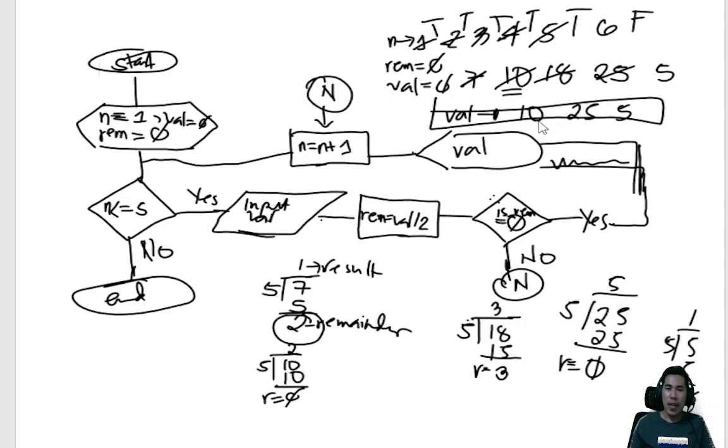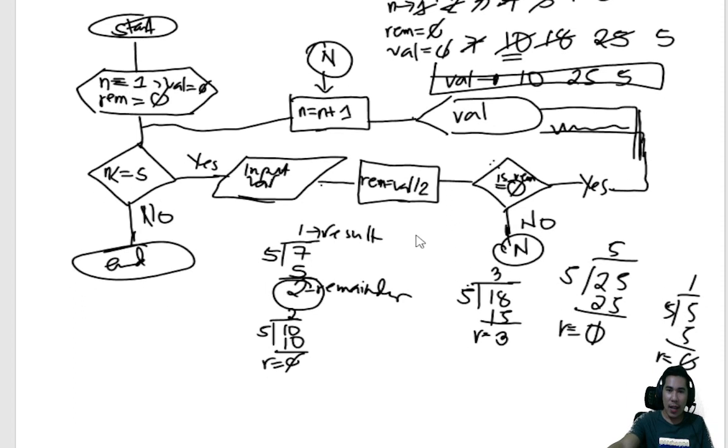Only the values which are divisible by 5 are displayed, which are 10, 25, and 5. Now, is there any other solution rather than that one? Yes, in flowcharting it can be done directly.